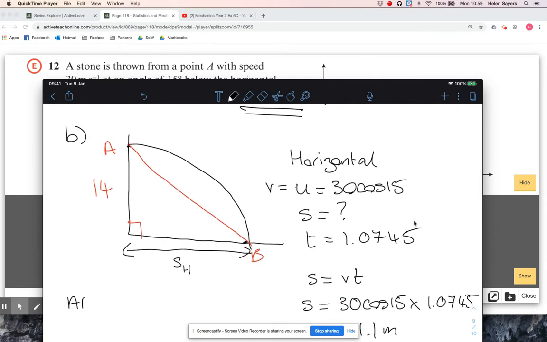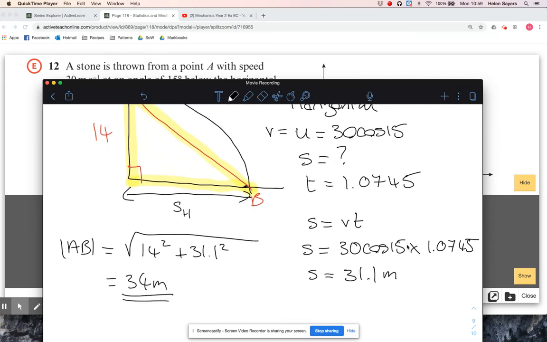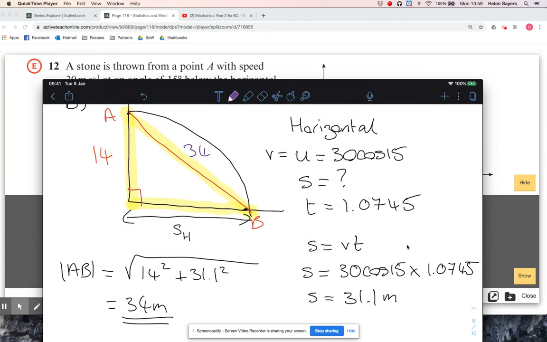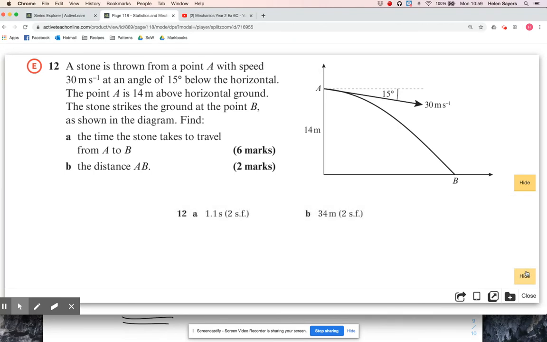Right, so AB is the square root, I'm just using Pythagoras now on this triangle here. So it's the square root of 14 squared plus 31.1 squared. So that's 34 meters. That would be the distance AB that they wanted. Let's just quickly check that. Yeah, 34.1, awesome.